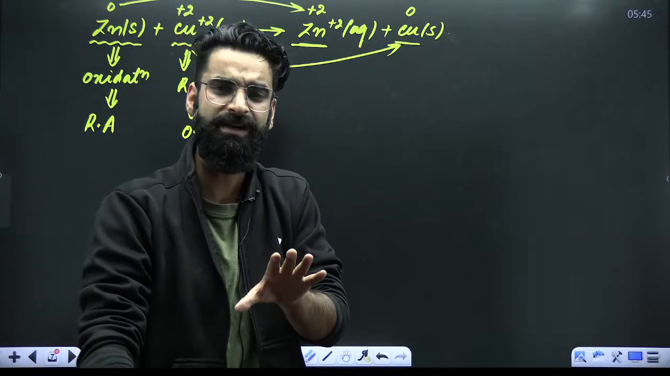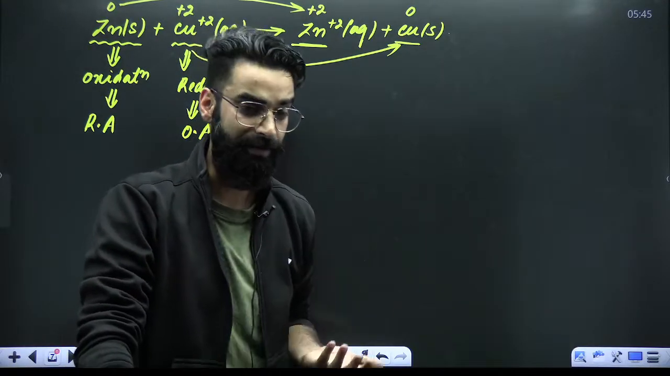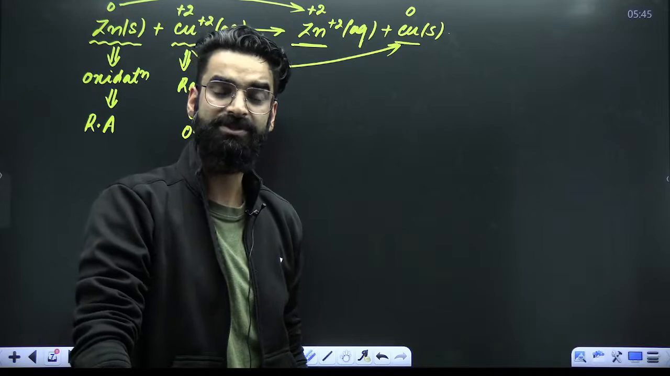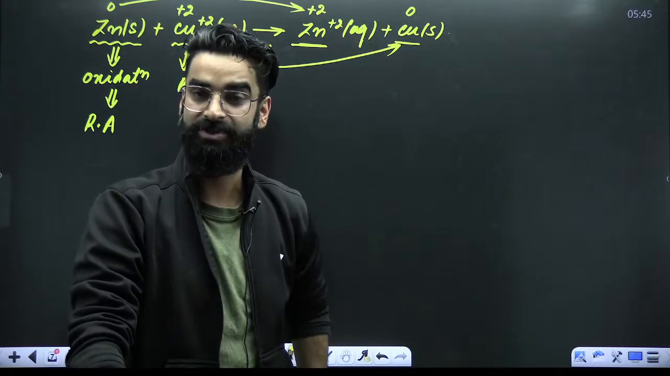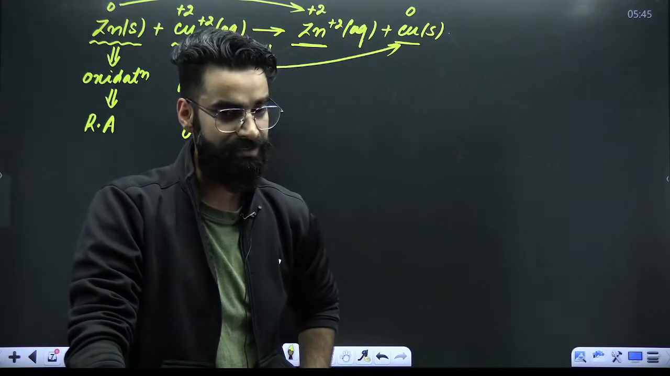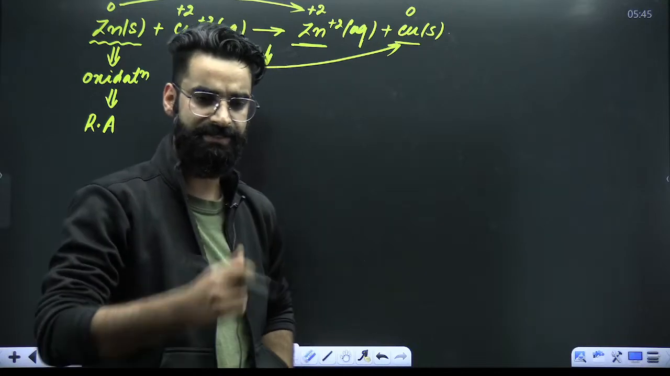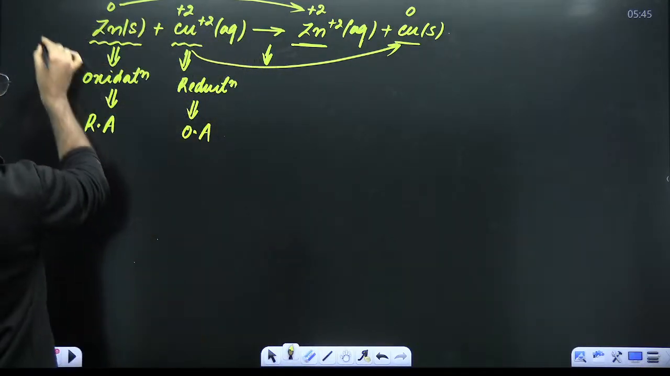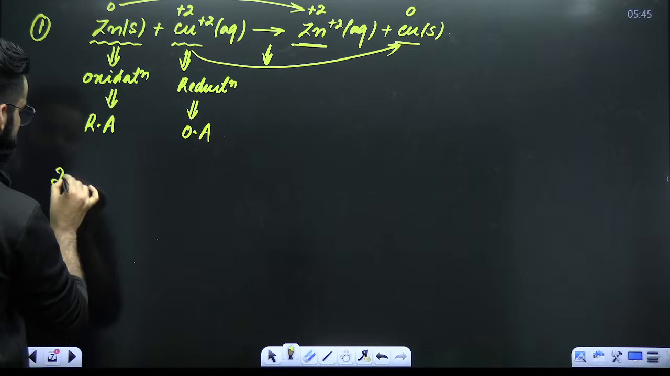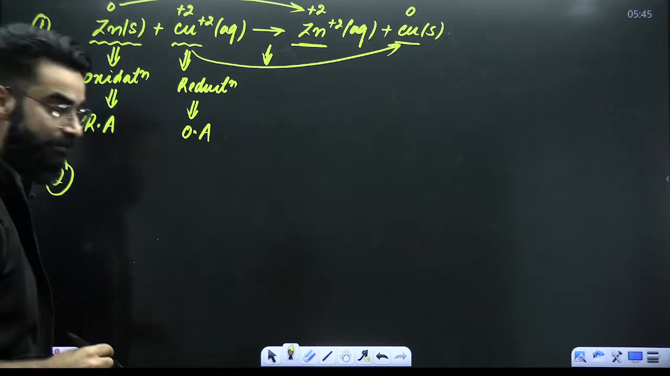Now you should be able to identify which reactant in a particular reaction behaves like the oxidizing agent and which reactant in a chemical reaction behaves like the reducing agent. Is this clear to everyone? Let me know quickly in the chats. This was example number one. Let's have a look at example number two as well.